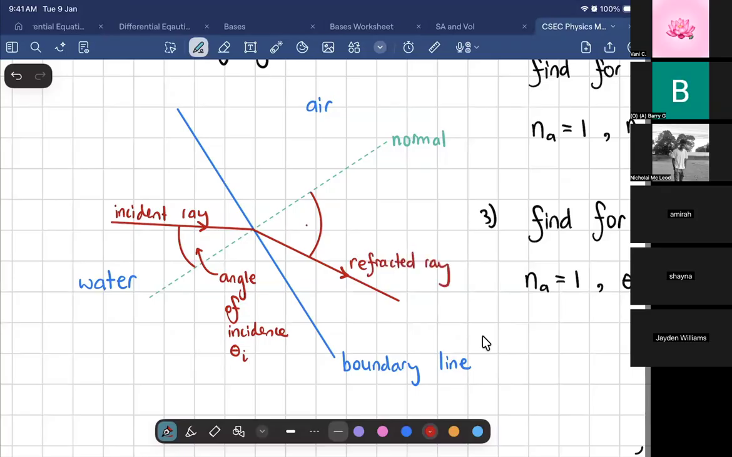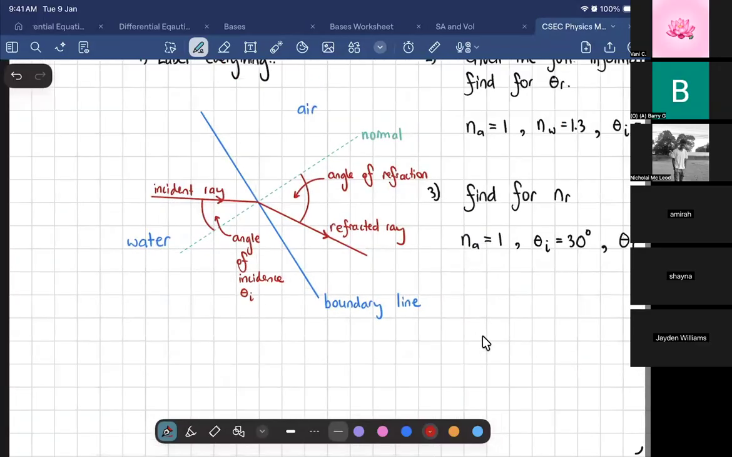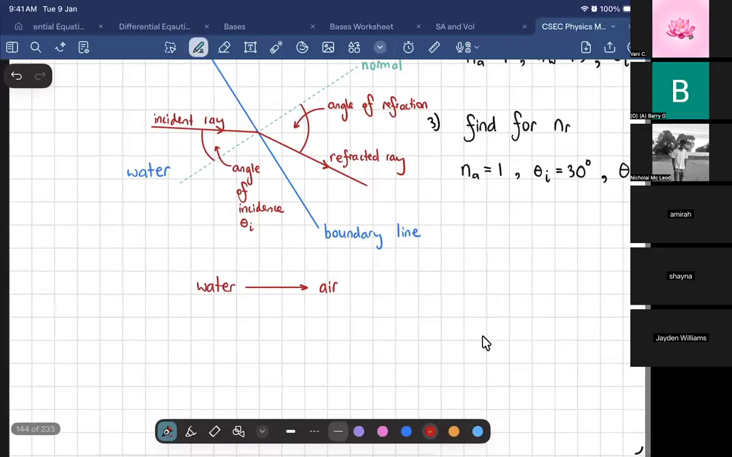What would I call this angle? The angle of refraction. Right. In this question, I'm going from what to what? Water to air. I'm going from water to air. Am I going from more dense to less dense or less dense to more dense? More dense to less dense.